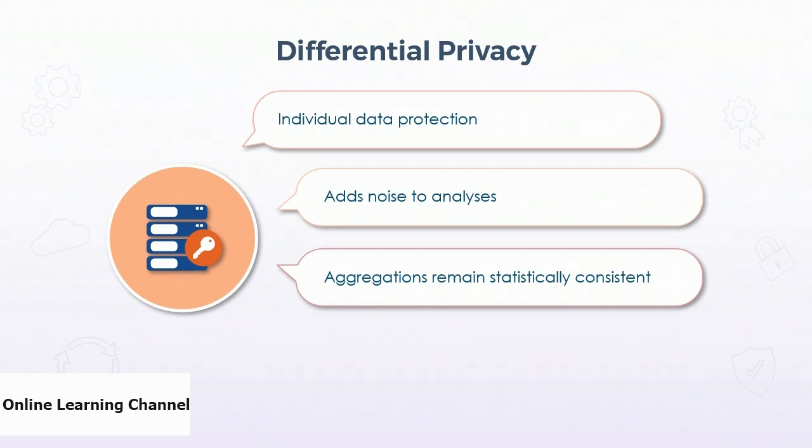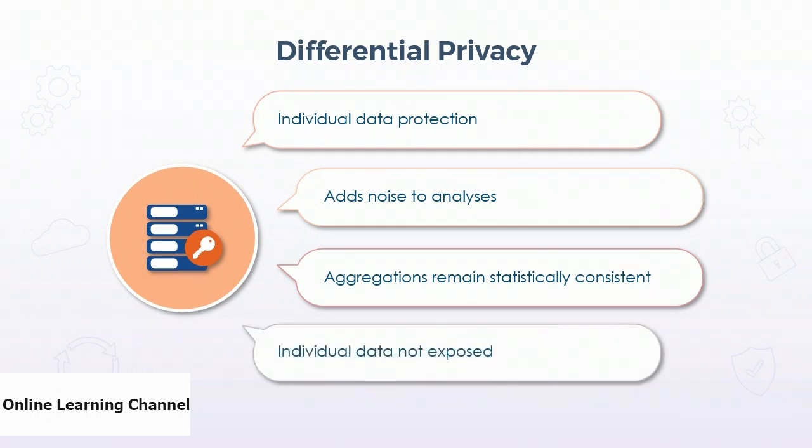Now, what that means is that if you were to look at any of the individual pieces of data in the privatized data set, it would be different from the original, and so there's no way to gain anything useful from it. So individual data is not exposed. Meanwhile, at the aggregate level, the data looks almost exactly the same.